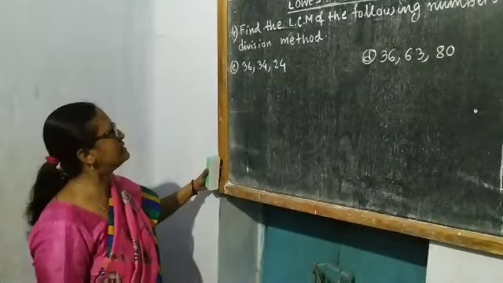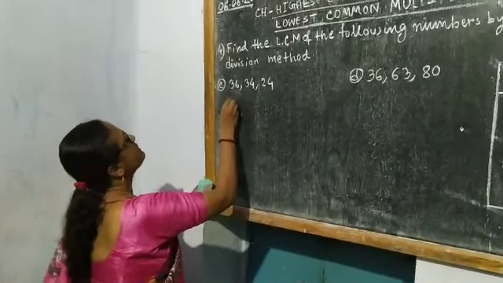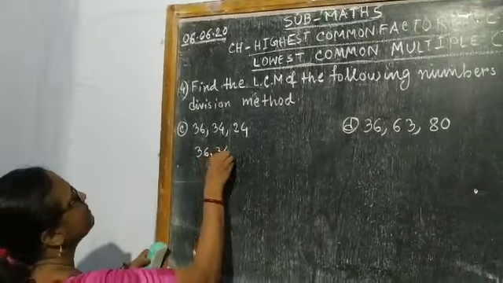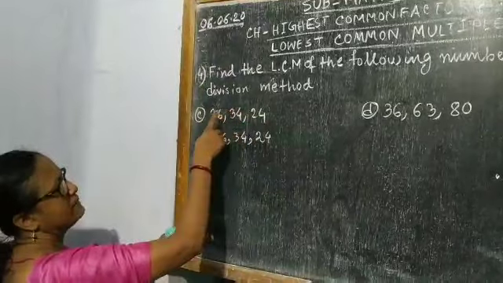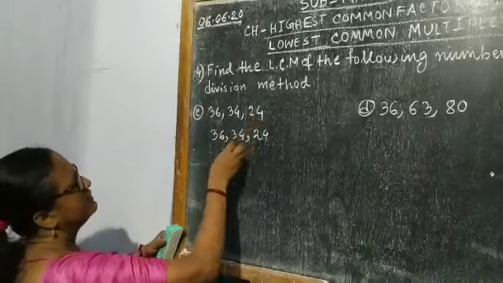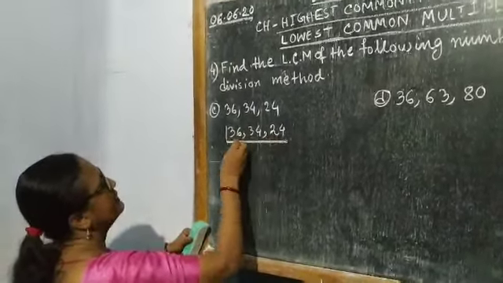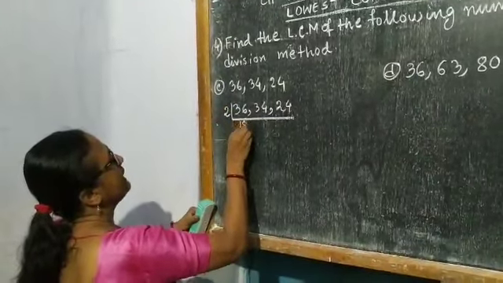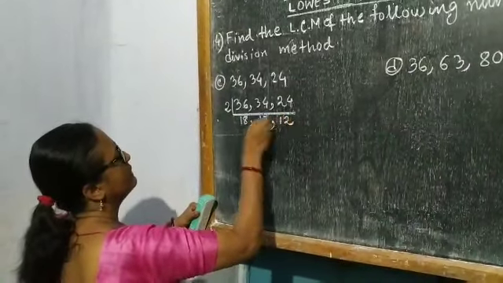Now, children, let's do sum number C. First you write the sum: 36, 34, 24. Because now you are going to find out the LCM of 36, 34, 24 by the repeated division method. Now see, all the numbers are even, so divide them by 2. 36 divided by 2 is 18, 34 divided by 2 is 17, 24 divided by 2 is 12.